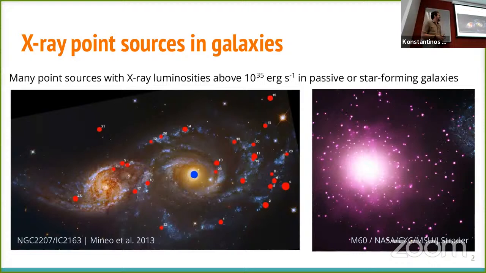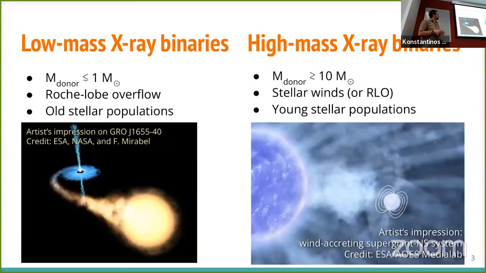Yeah, thanks. So if we look at the normal galaxies in X-rays, we'll observe many point sources. Most of the sources are going to be very luminous in external galaxies. And we believe that these sources are predominantly X-ray binaries. So there are systems where a compact object accretes matter from a companion star. Now, there are two main classes of X-ray binaries.